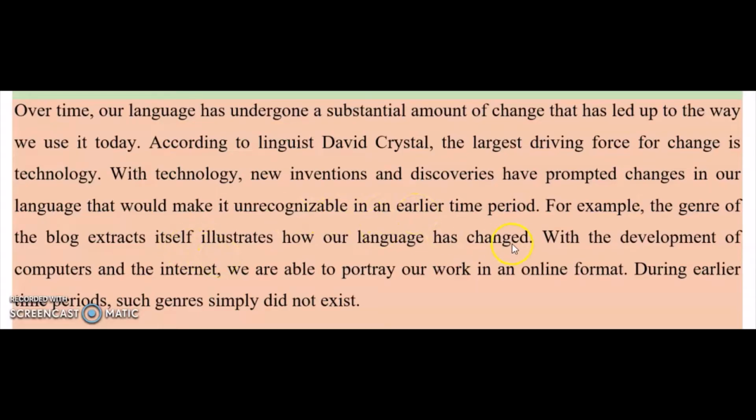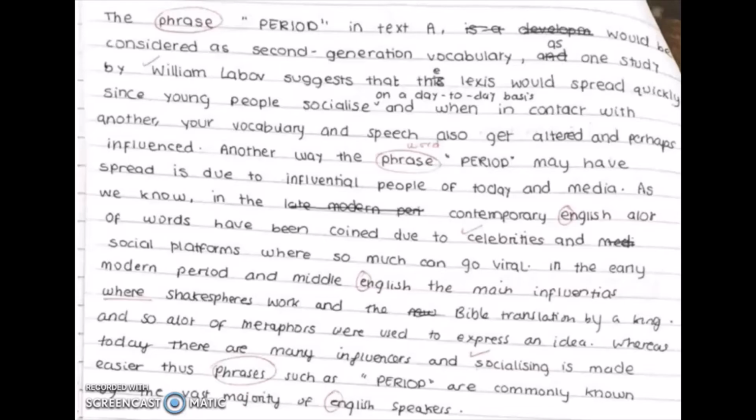And then when you talk about the development of computers and the internet, it means you have entered the digital era. And during the early time period, such genres simply did not exist. So you're talking about the linguistic changes in the present and the past side by side. It's a blog post related to fashion. So when you talk about the blog post, you're telling your readers the source of blogging, and that it is digitally done. Here you are digging deeper into text A.